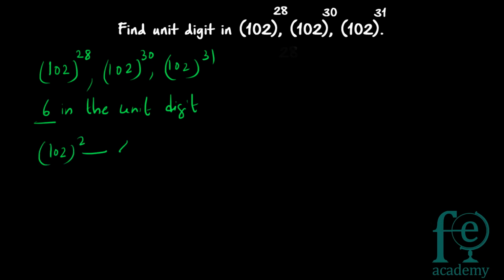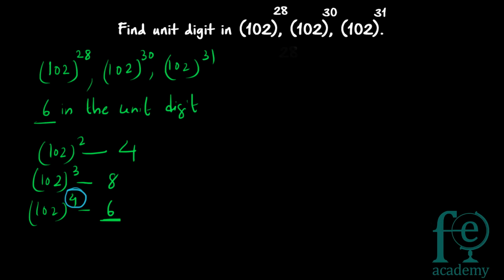102 square will have 4 in the unit digit, since 2 into 2 is equal to 4. 102 cube will give 8 in the unit digit. Then 102 raised to 4 will give 16, or 6, in the unit digit. So you got your particular power here. Here the power is 4. That means all the powers which are multiples of 4 will also give you 6 in the unit digit. The same as the previous video.